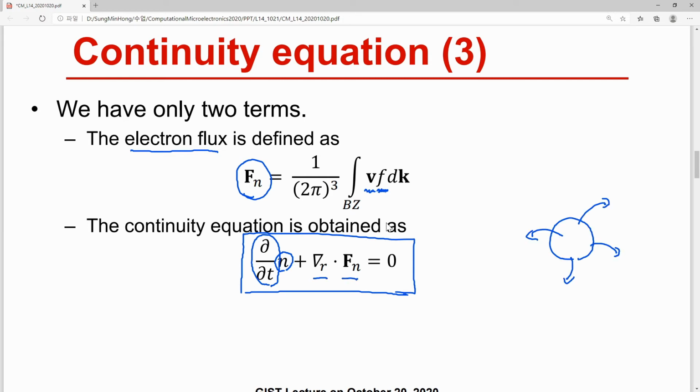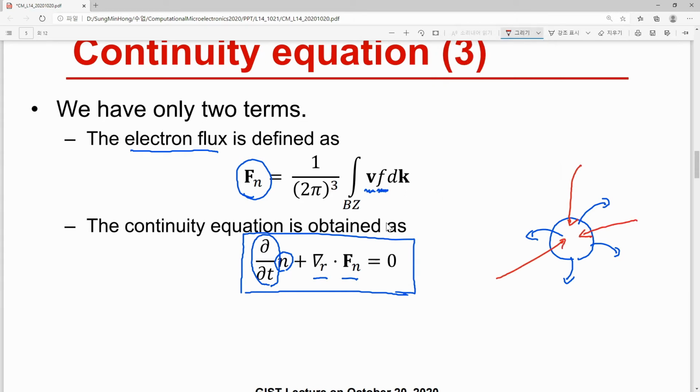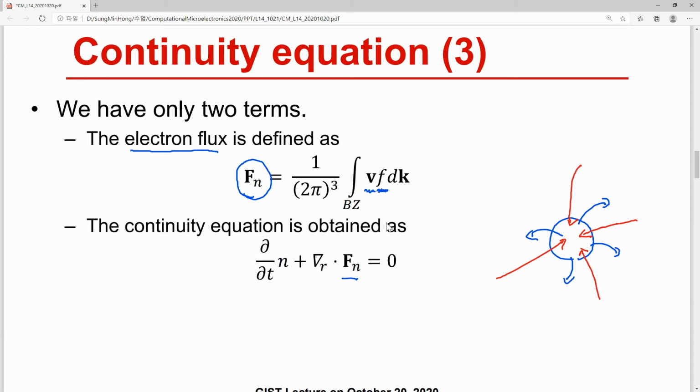If electrons move away from that position, then electron density will be reduced. On the other hand, if electrons are coming into this volume, then electron density will be increased. This simple rule is described by this continuity equation. You know that the continuity equation is quite a general one, not only for electrons. If we are talking about other physical quantities, you will find that there are arbitrarily many continuity equations that hold.